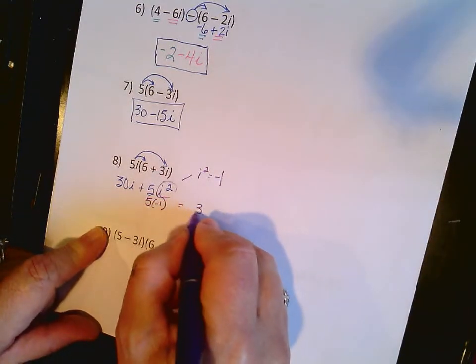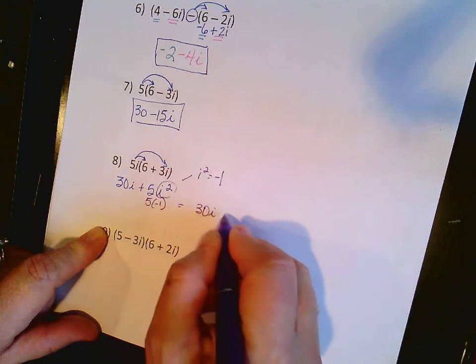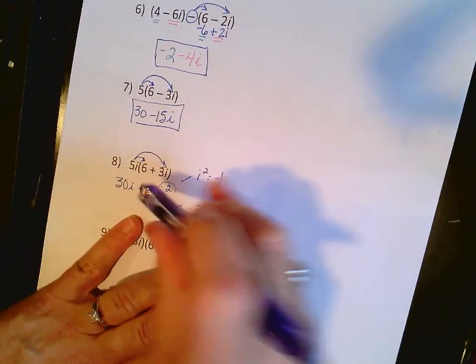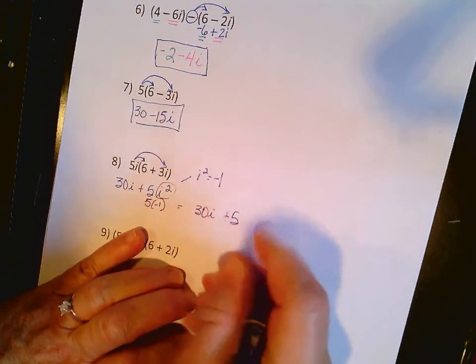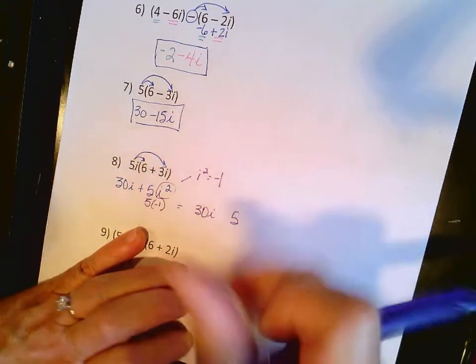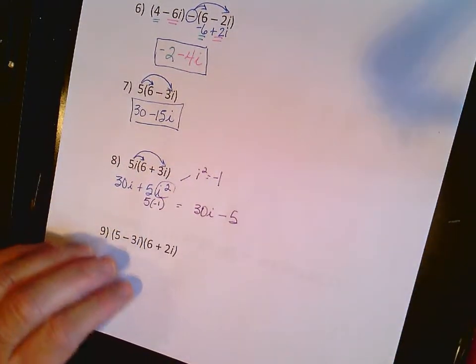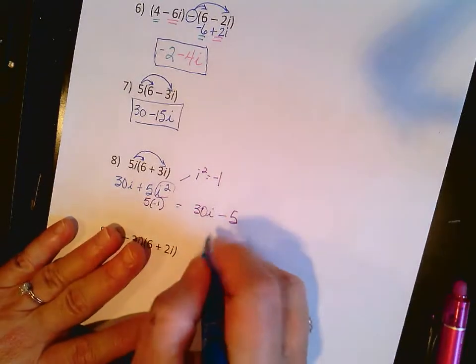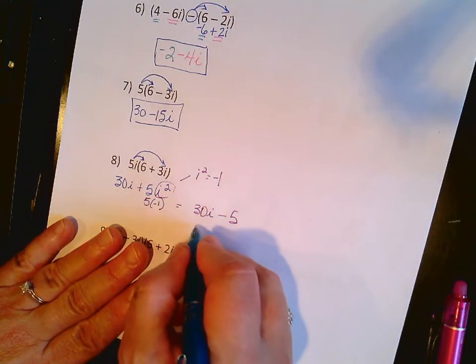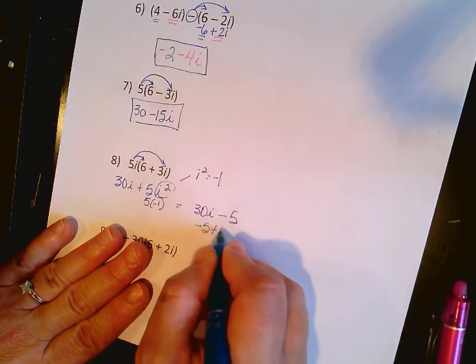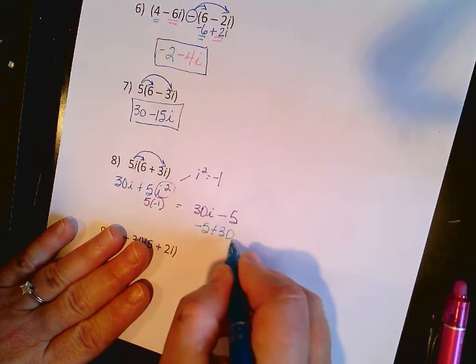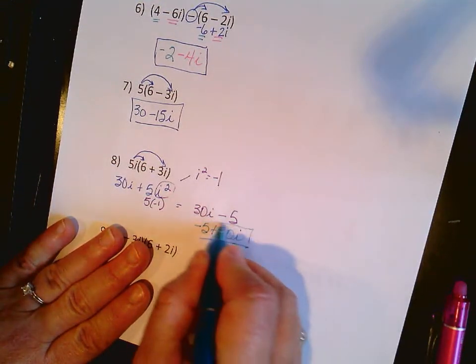So this becomes 30i minus, because 5 times 1 is a negative 5, so minus 5. Make sure it doesn't look like a plus there. Minus 5. And then if I write it in the right format, in the standard form for a complex number, it's negative 5 plus 30i. Remember, the sign goes with whatever immediately follows it. And that would be your answer.